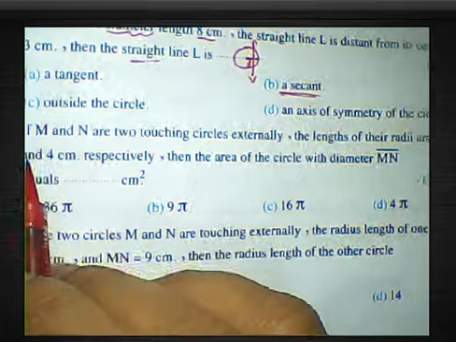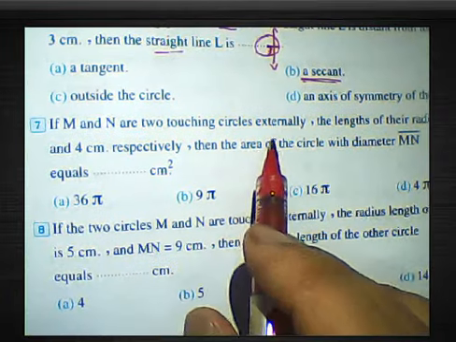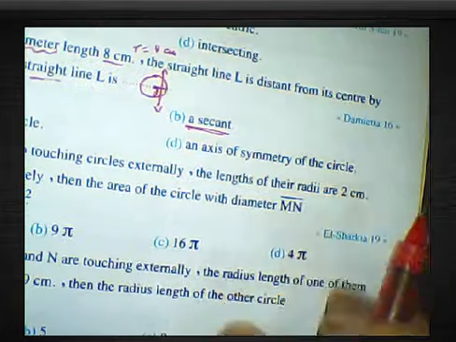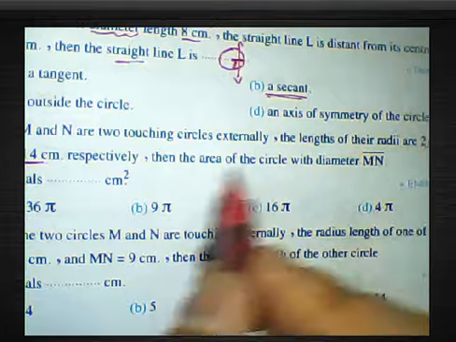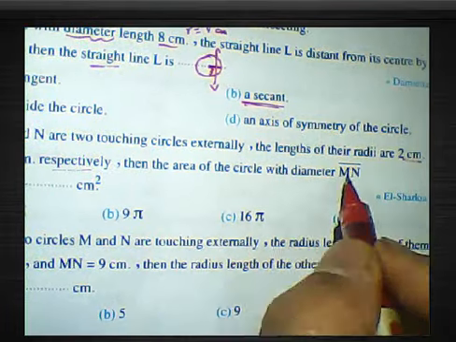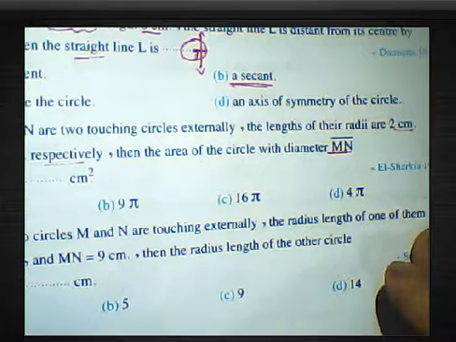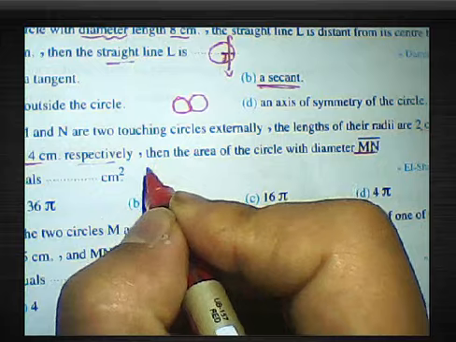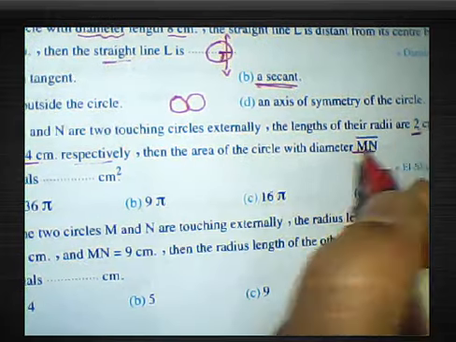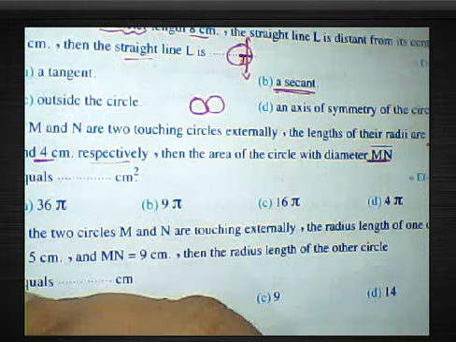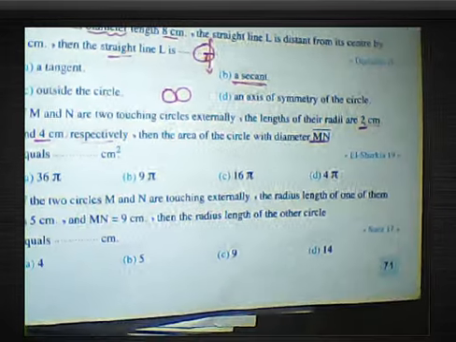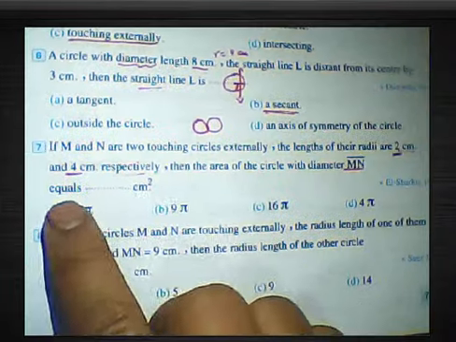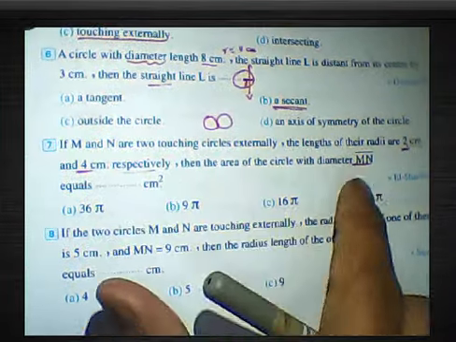Number 7. If M and N are two circles touching externally, the lengths of their radii are 2 cm and 4 cm respectively, then the area of the circle with diameter MN equals blank. Look at here, I will draw the first circle and the second circle touching externally, and he gave us radius 2 and radius 4. Then the area of the circle with diameter MN.